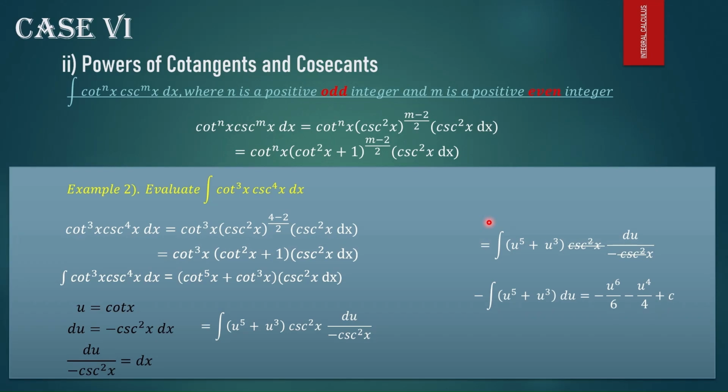So, the negative integral of u raised to 5 plus u raised to 3 will be equal to, distribute na natin agad si negative sign, negative u raised to 6 over 6 minus u raised to 4 over 4 by simple power rule plus c. Since u is equal to cotangent x, we can now have negative cotangent x raised to 6 over 6 minus cotangent x raised to 4 over 4 plus c. So, ganyan lang kadali ang mag-integrate under case 6.